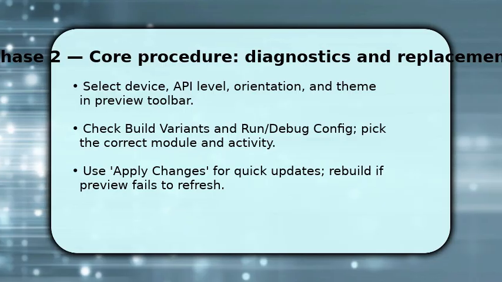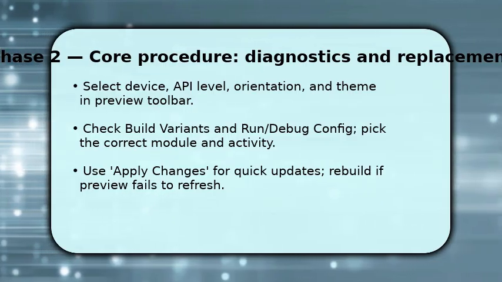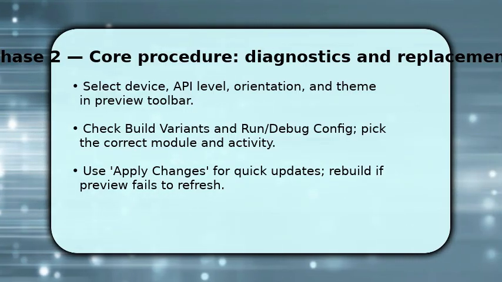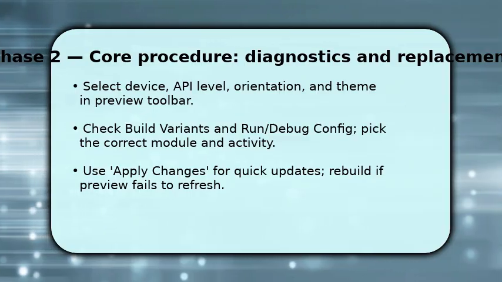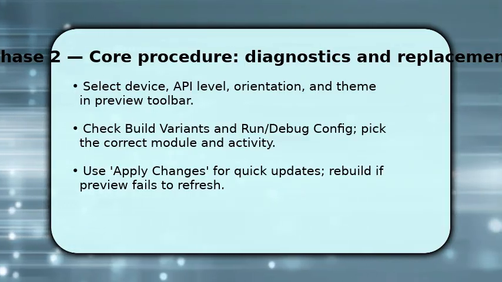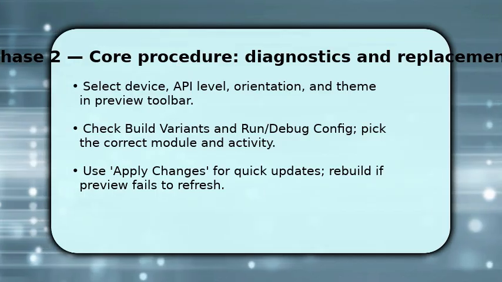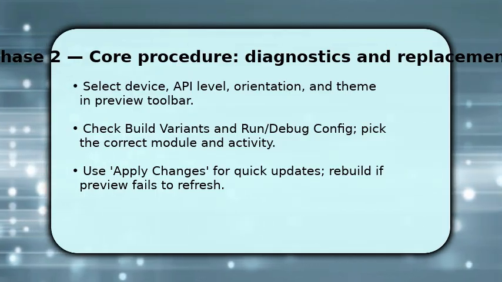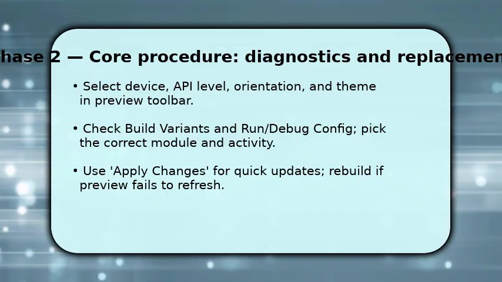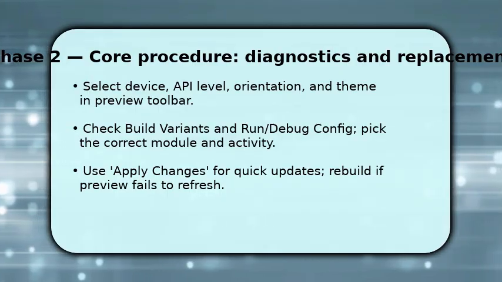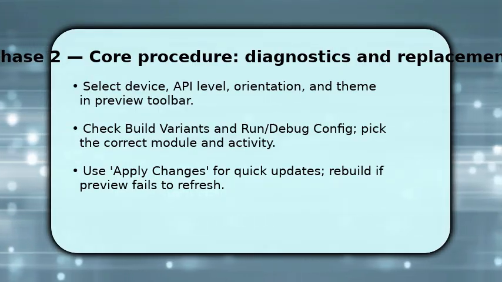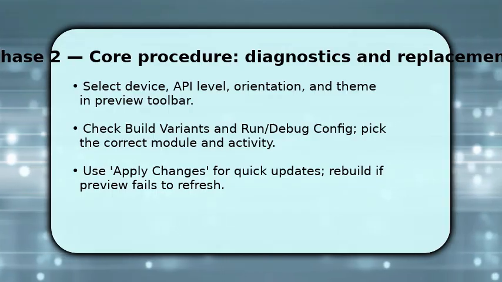Make sure your build variant is correct, and the run/debug configuration points at the right module and launchable activity. Wrong settings produce blank screens. Use apply changes to push code and resource tweaks quickly, and when layout binding or live data is involved, run the app on the emulator to validate behavior, because the preview can show static states only.